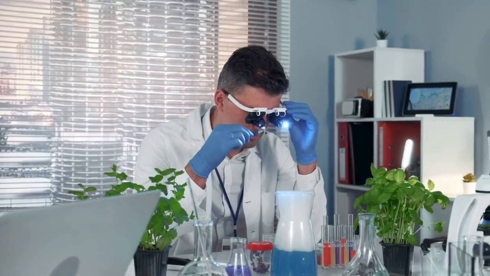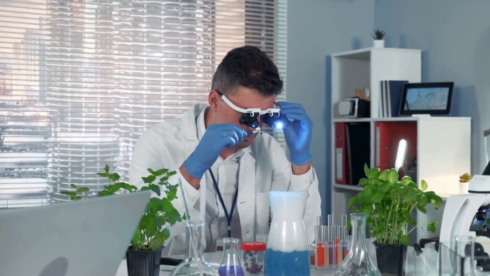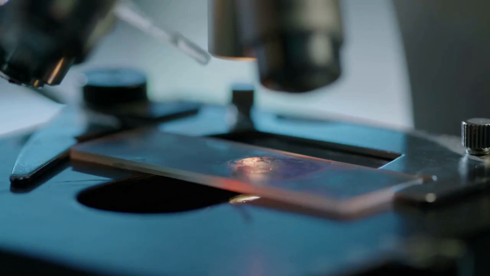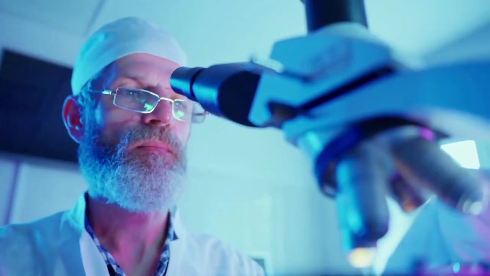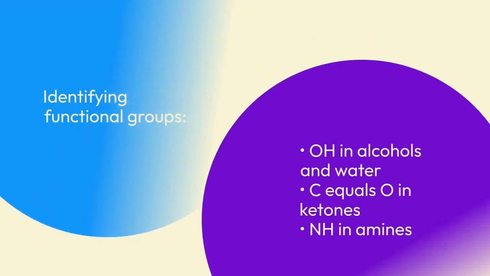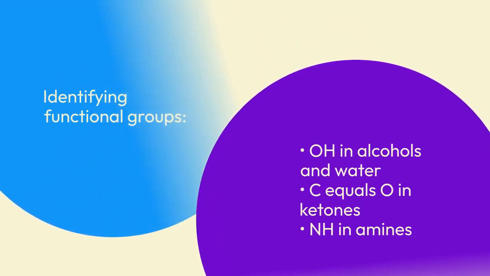FTIR is fantastic at seeing vibrations that cause a change in the molecule's dipole moment, making it very sensitive to polar bonds. This makes FTIR a champion for identifying functional groups like OH in alcohols and water, C=O in ketones, and NH in amines.